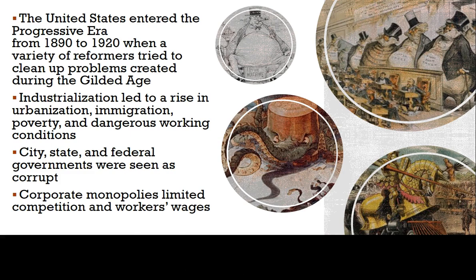And then, of course, the rise of monopolies. Your robber barons like Carnegie and Rockefeller and Morgan, who are taking over either through vertical or horizontal integration the companies to where it's one person or company that controls all of an industry. Because of this, they're limiting competition in the economy and workers' wages, which ends up leading to some very bad economic issues within the nation.